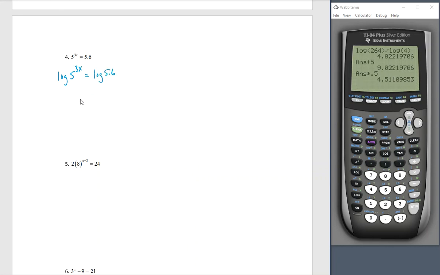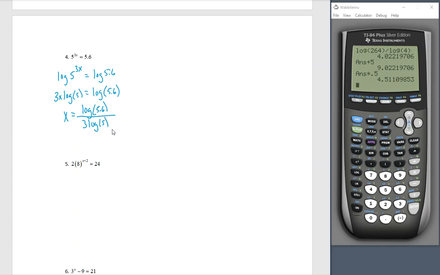Already isolated. We'll use the power rule to move that exponent out in front. Trying to reinforce good notation here, use parentheses. I want the x by itself, so we'll take log of 5.6 and divide by the 3 and the log of 5.